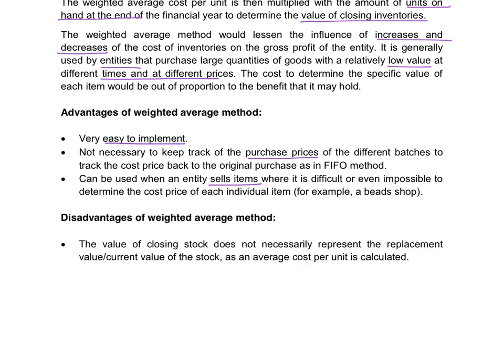The disadvantages of the weighted average method is that the closing stock necessarily doesn't represent the replacement value. So because you are working with the average cost price from the beginning to the end of the year, and there was an increase in prices the whole year, then this average price will be lower than it would cost to buy new stock to replace them.